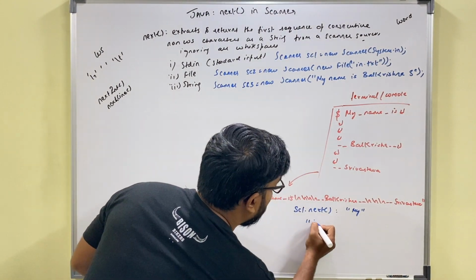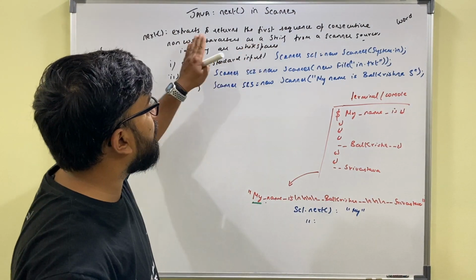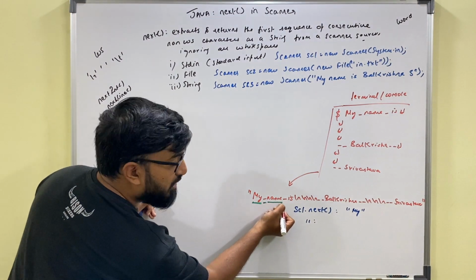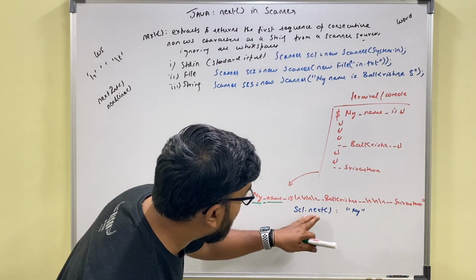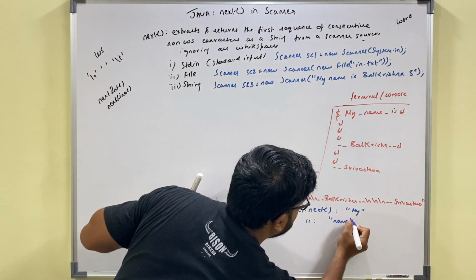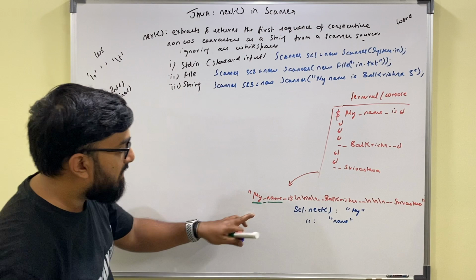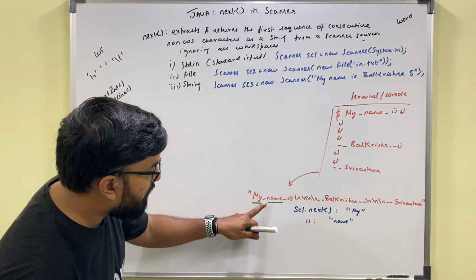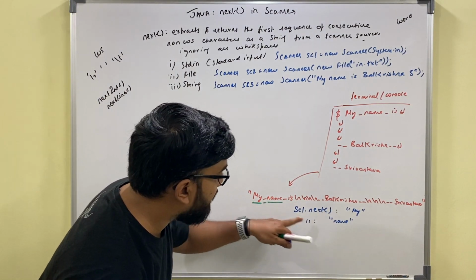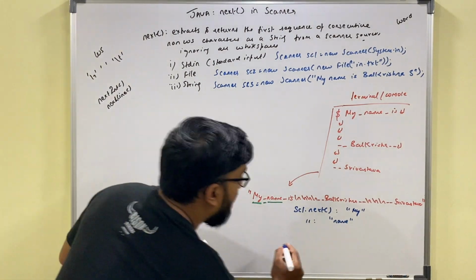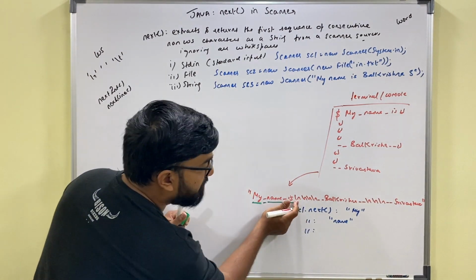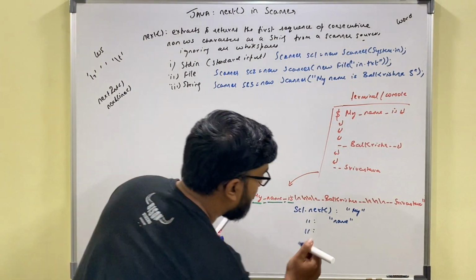Now if I call next again, it follows the same definition: ignore all white spaces until you find a word, a consecutive sequence of non-white space characters. So the next call to next on sc1 gets "name" as the return value, a string, and this green part is the input that is read. It ignored this white space and returned this sequence of non-white space characters as a word. The next call of next ignores this white space, and since backslash n is a white space, it returns "is".